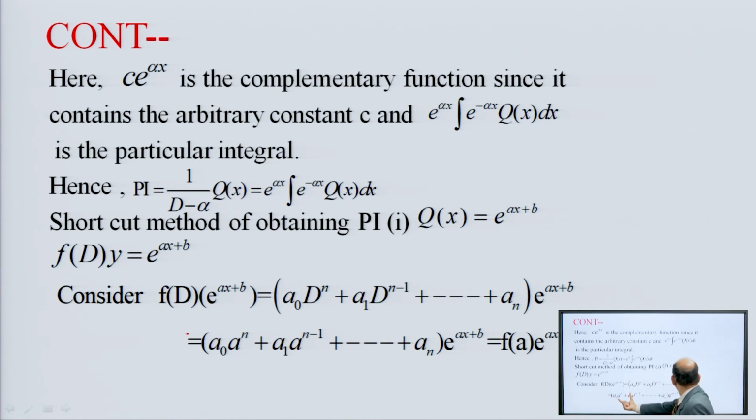On the right-hand side, D is replaced by a, the coefficient of x: a0 a raised to the power n plus a1 a raised to the power n minus 1 and so on, plus an, times e raised to the power ax plus b, which means f(a) e raised to the power ax plus b. The particular integral is obtained by putting a, the coefficient of x in the exponential, in place of D. This is the particular integral of e raised to the power ax plus b.